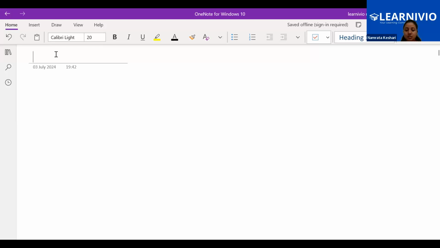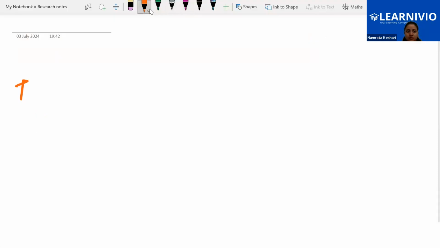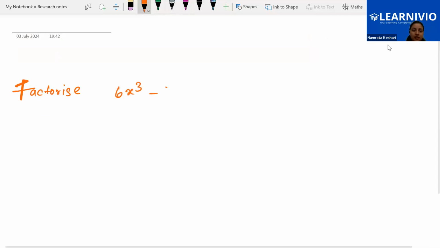Okay, so the first question is: factorize 6x cube minus 5x square minus 13x plus 12.